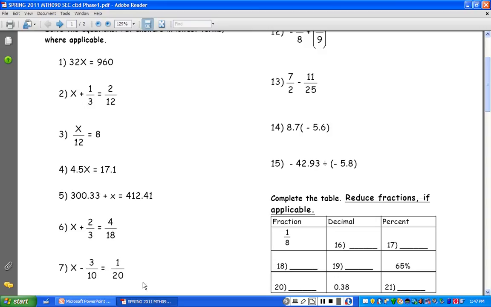Alright, let's try one more. Let's try number 5 here. 300.33 plus x equals 412.41.